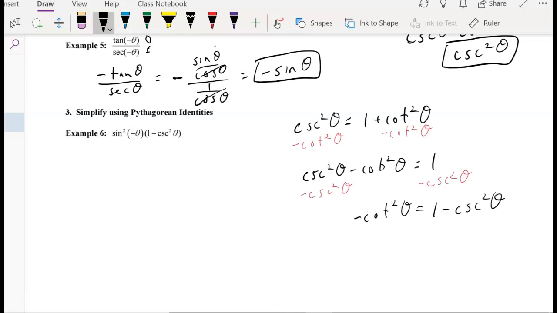So here's just a little bit of algebraic manipulation of the identity that we know. And you can see what I did here. Subtracted a couple things, moved them around a little bit, and we end up with what we really wanted. The 1 minus cosecant squared of theta is the same thing as the opposite of the cotangent squared of theta. So the first thing I'm going to do is replace this with the opposite of the cotangent squared of theta. So I have the sine squared of negative theta times negative cotangent squared of theta.